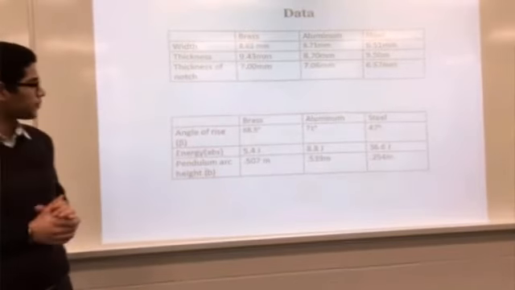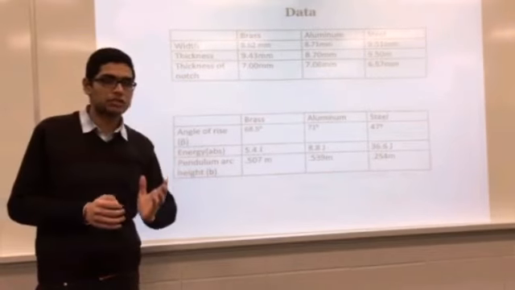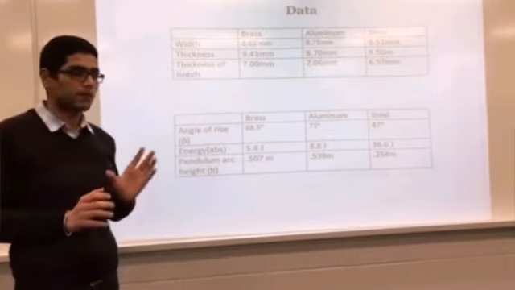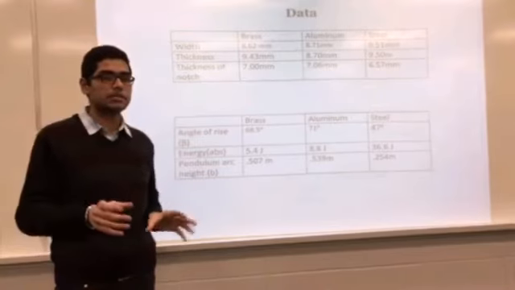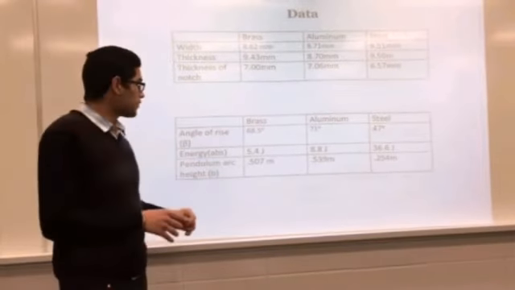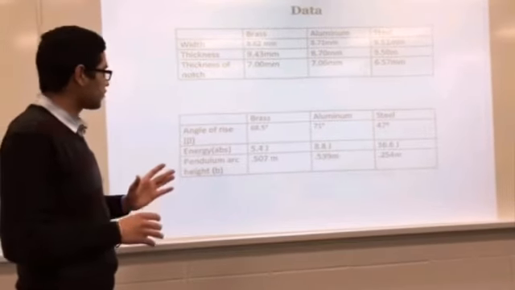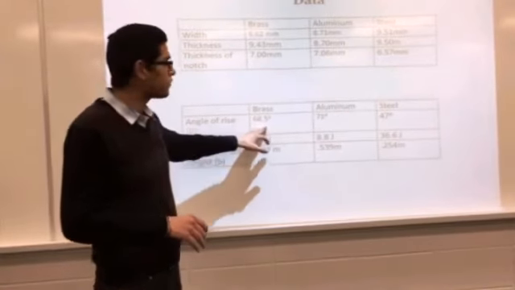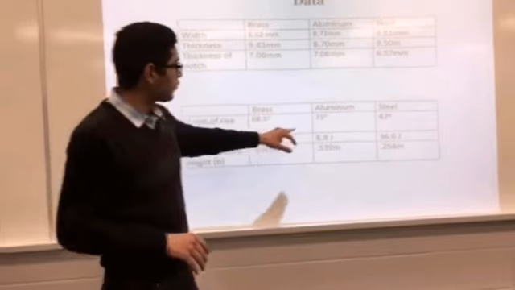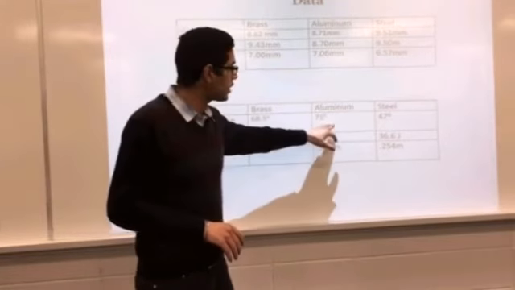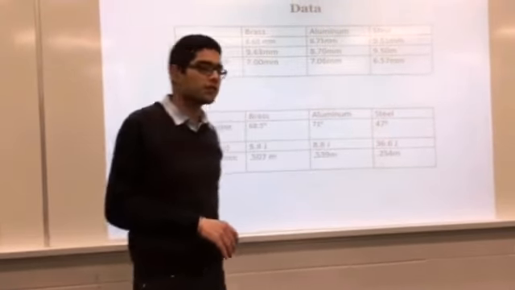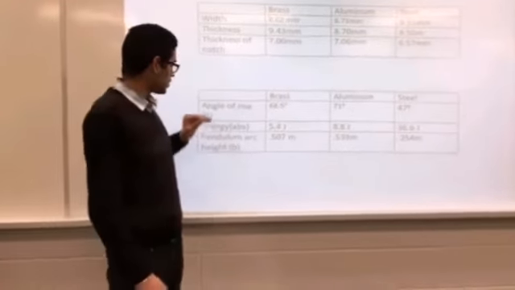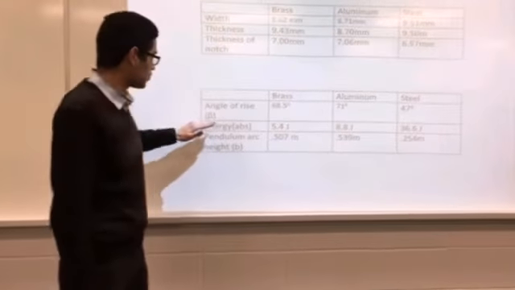Afterwards, when we were doing the experiment, we used the scale for measuring the angle of rise that I explained before. The angle of rise we got for the different specimens: for brass we have 68.5 degrees, for aluminium it was 71 degrees, and for steel it was 47 degrees. And now I'm going to explain the energy absorption.